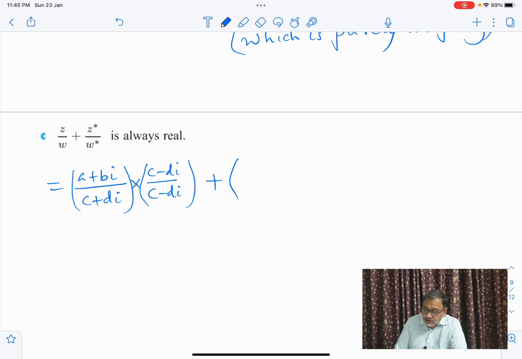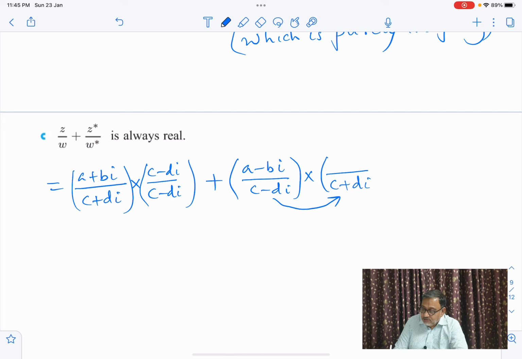So Z conjugate will be A minus BI, okay, in the numerator, A minus BI in the denominator, W conjugate, so C minus DI in the denominator. Now I will multiply it by the conjugate of the denominator, the complex conjugate of the denominator, so it will be plus C plus DI, C plus DI. Okay. Now this denominator will be C square minus DI bracket square.